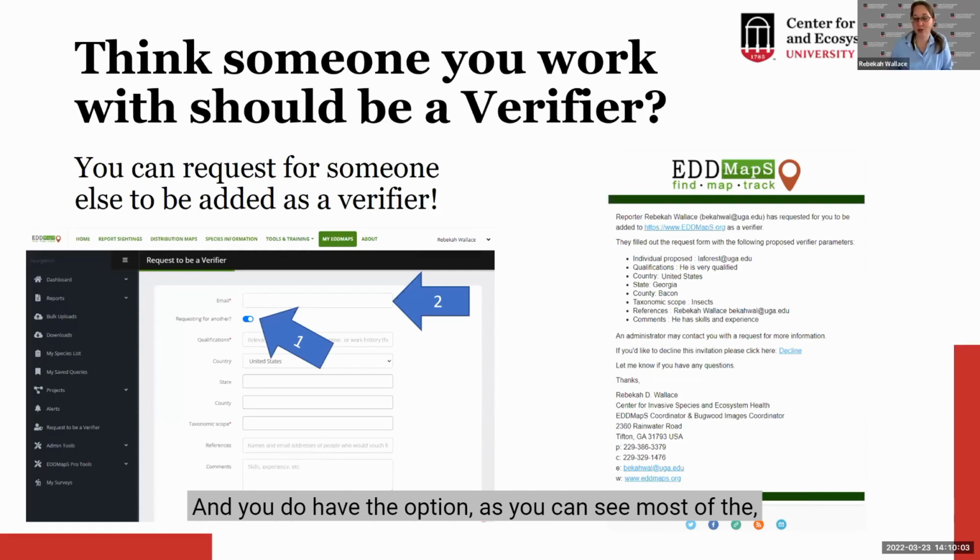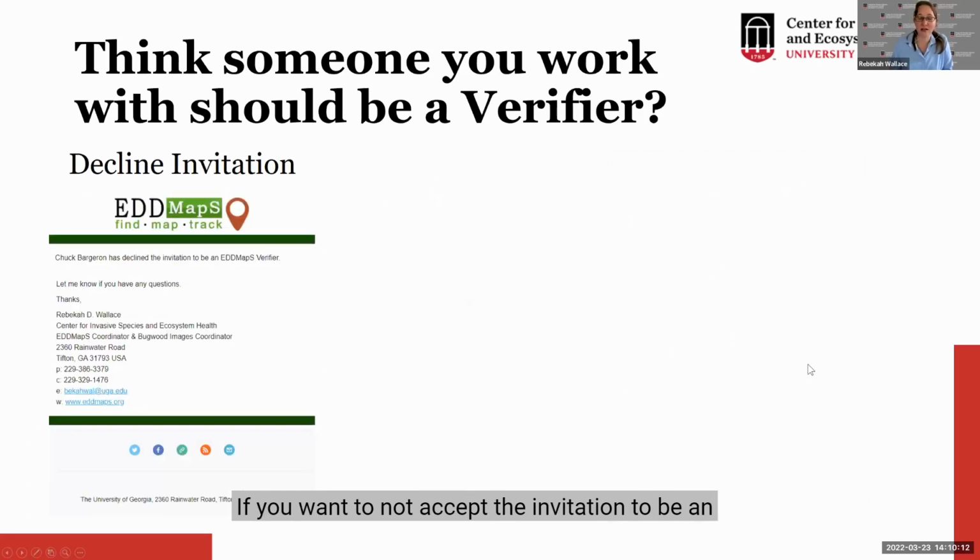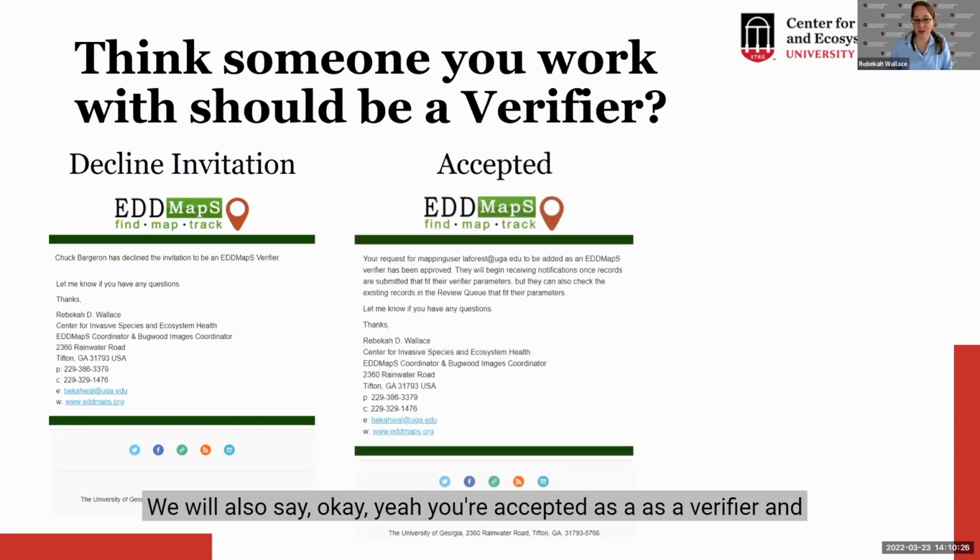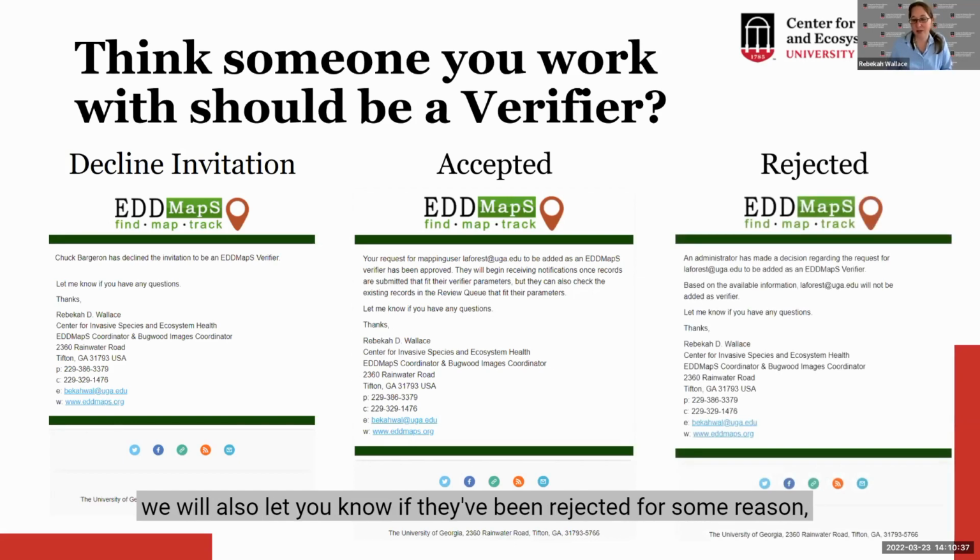And you do have the option, as you can see, about middle of the page, there's the decline option. If you want to not accept the invitation to be an EDDMapS verifier, there are a lot of busy people out there, we understand. We will notify the person who made the request and let them know that you declined the invitation. We will also say, okay, yeah, they're accepted as a verifier, and we're going to start putting them in so they start getting emails. Or we will also let you know if they've been rejected for some reason, again, based on the available information we have.